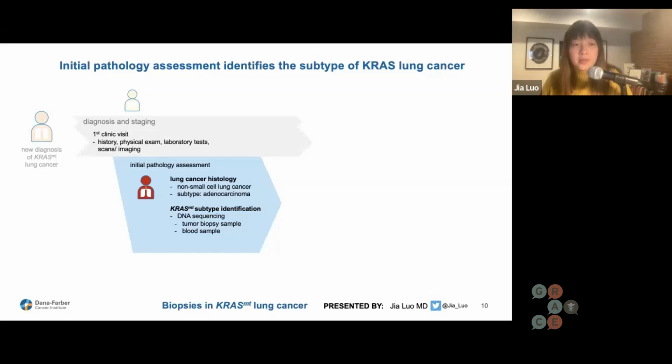And so for KRAS driven lung cancer, generally the histology, or the appearance under the microscope, is that it is a form of non small cell lung cancer. The most common subtype for KRAS driven lung cancer is lung adenocarcinoma, although we do see other subtypes.